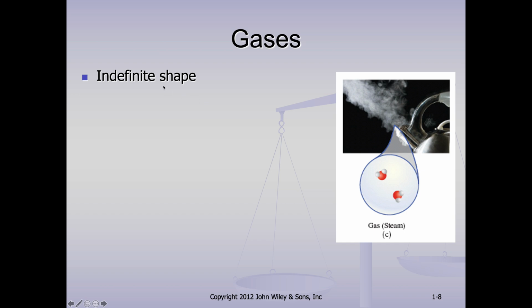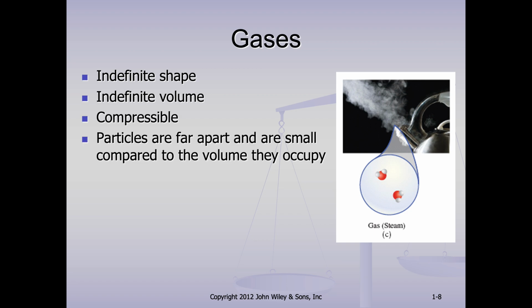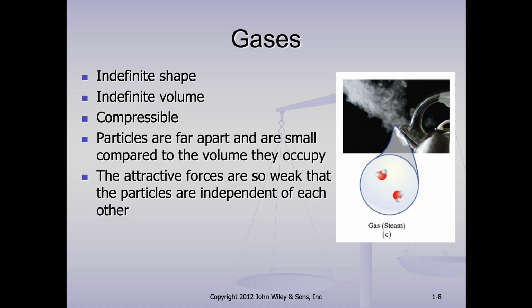A gas has no definite shape and no definite volume, and they're very compressible. That's because the particles are extremely far apart. They're so far apart that they basically do not interact with each other. The attractive forces are very weak. So basically each gas particle thinks it's by itself. In fact, when gas particles start to interact, that's when they turn into a liquid.